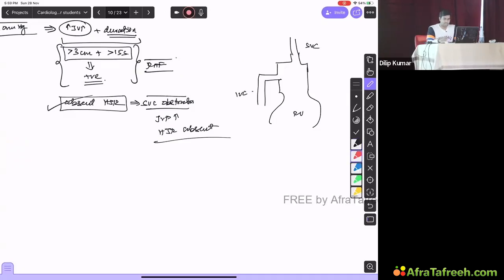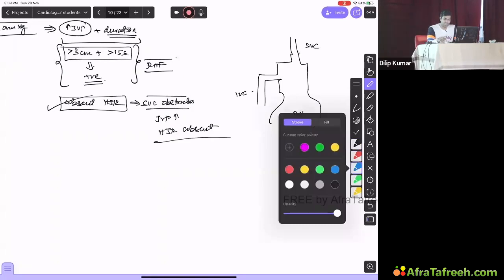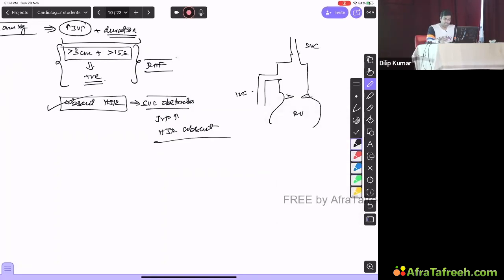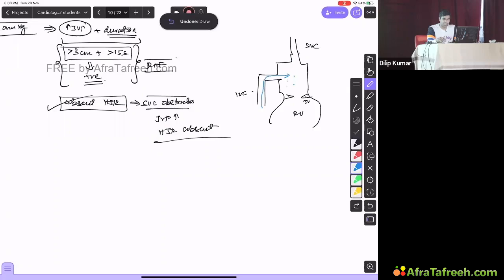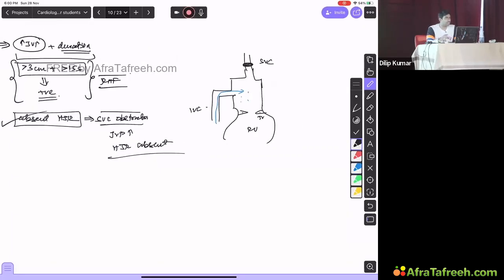What hepatojugular reflex does, it pushes more blood through the tricuspid valve into the right atrium. And that more blood is going to push the pressure in the SVC. Because the right IJV is in continuity with the right atrium, this pressure transmission will be seen in the right IJV. But suppose you have an obstructed SVC, because of some tumor or something, what will happen in this situation? Definitely the blood cannot come down.